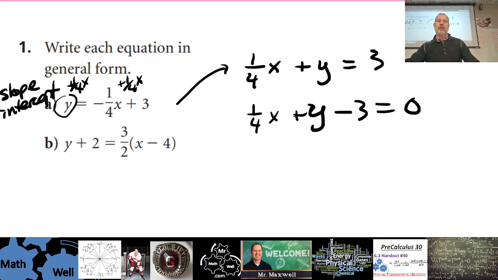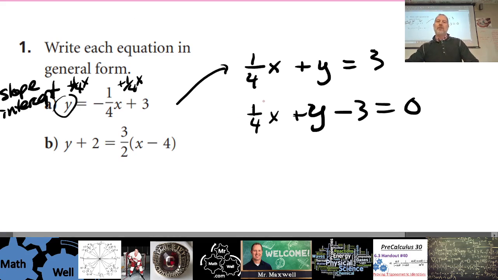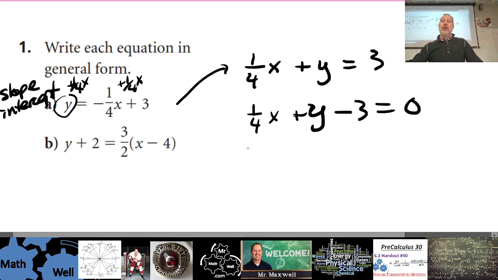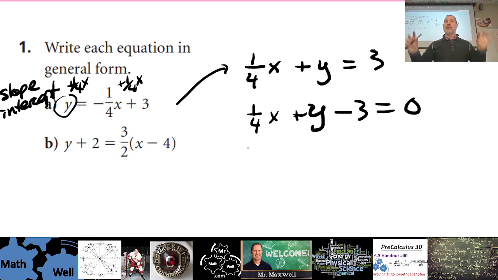Okay, so moving all the terms is one thing. Second, I want to check to see if this coefficient is positive and a whole number. So is it positive? Yes, so I'll just leave that alone. Is it a whole number though? No, it's a fraction, right? As mentioned before, we can multiply both sides of the equation by any number we want, and it won't change the relationship between the sides.